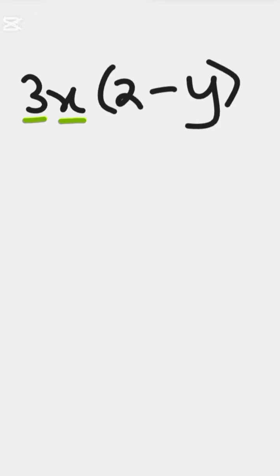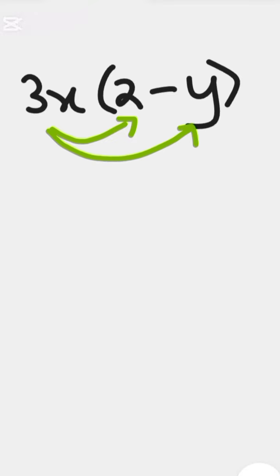So first, the 3x multiplies 2, and the same 3x also multiplies negative y. So take note, it is multiplying negative y. We take into consideration the sign in front of the variable or the letter we have there, that is the y. Now 3x times 2 gives us 6x.